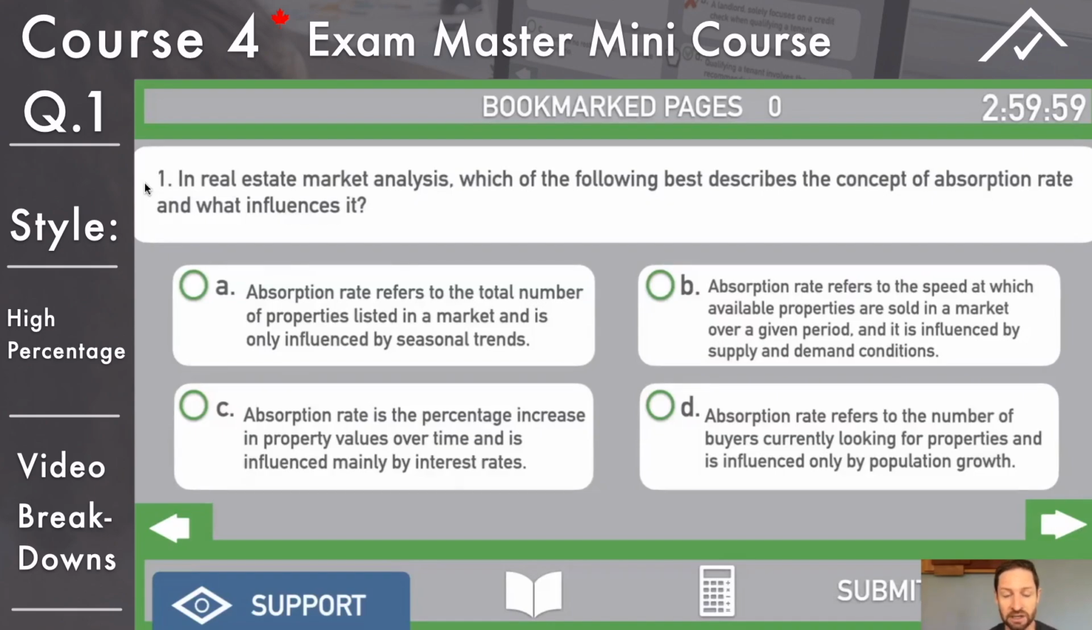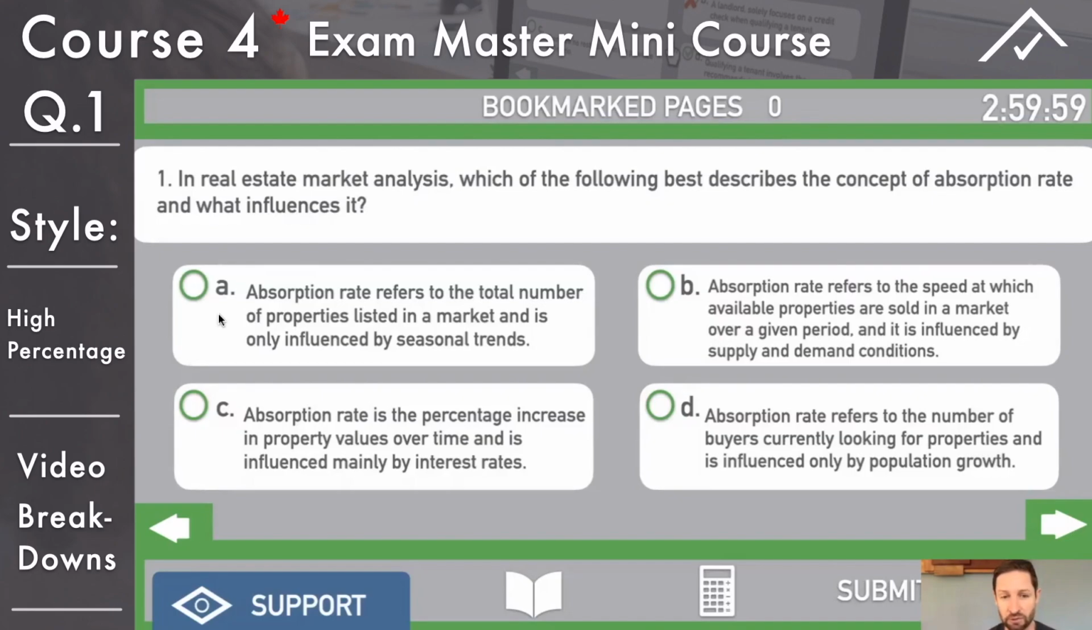In real estate market analysis, which of the following best describes the concept of absorption rate and what influences it? Okay, I wanted to add this question because multiple people have had this topic. It's a very specific topic, but it does relate to a lot of stuff, and even in the real world as well. So basically, we'll just go through them all, break them down, and try to find the correct answer.